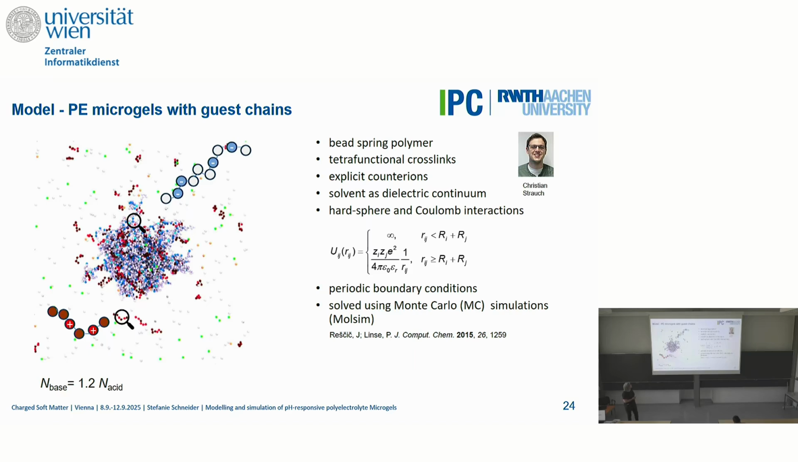A sidetrack. So we actually looked at a polyelectrolyte microgel, like from the first part of the study, and added some oligopeptides or charged oligomers. So this is a network, negatively charged, and the oligomers are positively charged, and otherwise it's the same model. We have explicit counterions and Coulomb interactions.